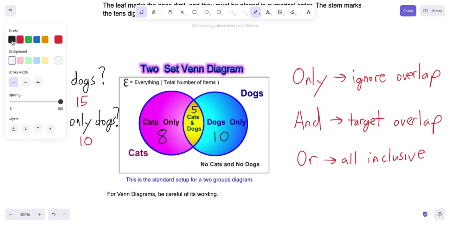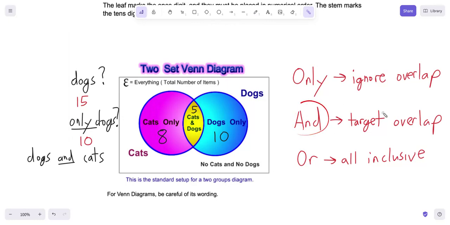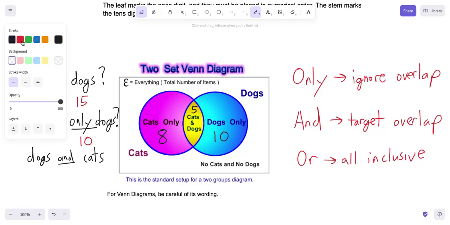What if it's dogs and cats? Again, we look at and. If you see the word and, you want to target the overlap. If you see the word and, it means what is the overlap? Where is the overlap between dogs and cats? The overlap is right here. So 5 people have dogs and cats. And then the trickiest one is or. Dogs or cats.